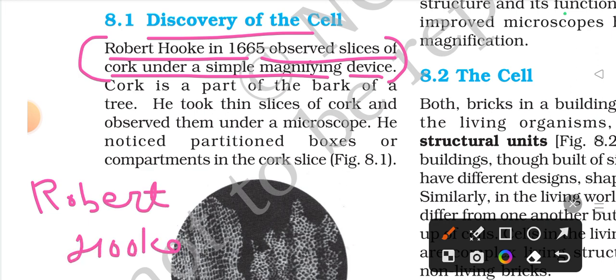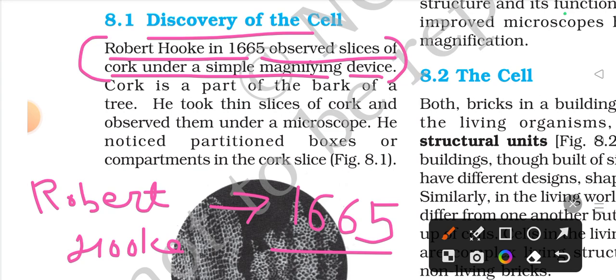Even he has discovered many other things, but we are learning the first thing that Robert Hooke discovered cells in 1665. He observed slices of cork. What is cork? Cork is nothing but a bark of a tree, which is a dead bark of a tree. Okay, under a simple microscope. And cork is a part of a bark of a tree. And he took thin slices of cork and observed them under microscope.